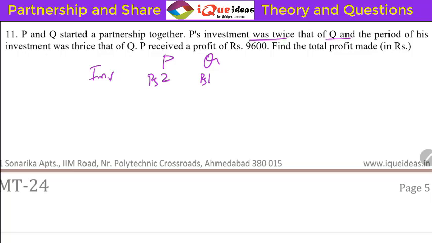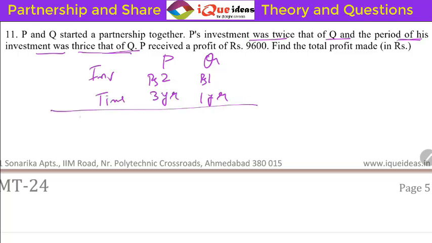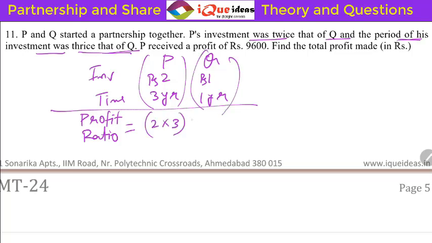Okay. And the period of P's investment was thrice that of Q. So suppose Q invested for 1 year. Then P must have invested for 3 years. Right. So this is the time. So from here we can get the profit ratio straight away. Profit ratio will be the multiplication of time and investment. So for P it will be 2 into 3 and for Q it will be 1 into 1. So it is 6 is to 1. This is the profit ratio, right?